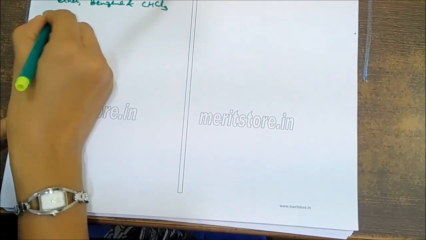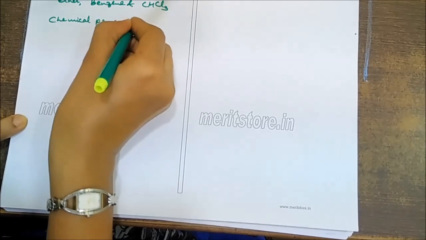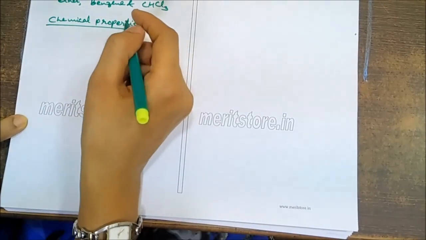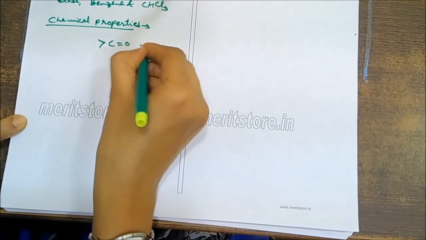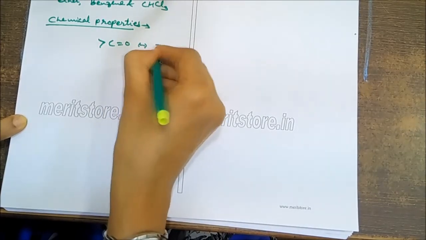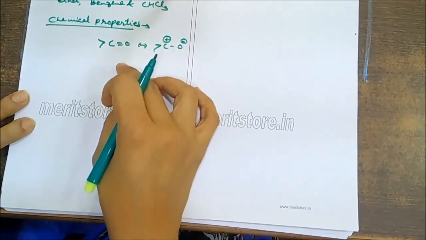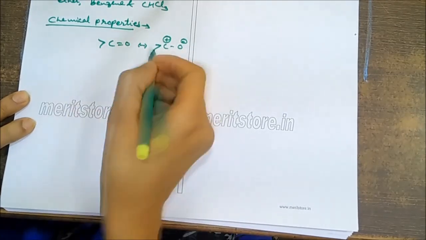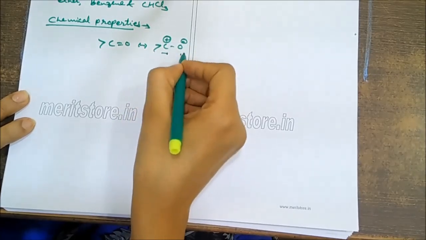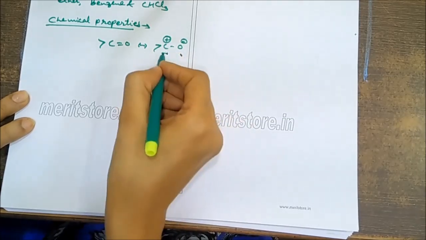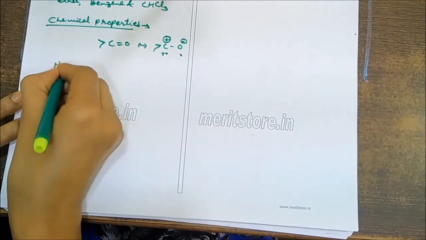Next is chemical properties. Due to polarity of the carbonyl group, the carbon is electrophilic in nature. That means it will attract electrons, and oxygen is nucleophilic. Hence, oxygen will work as a Lewis base, and the carbon will act as a Lewis acid. So these compounds will undergo nucleophilic addition reaction.